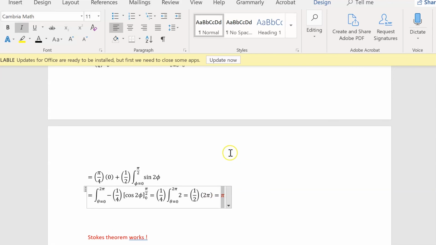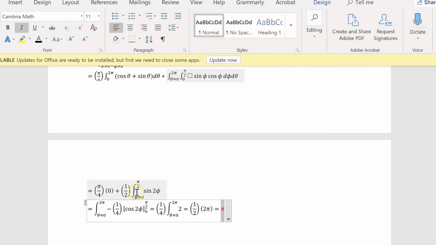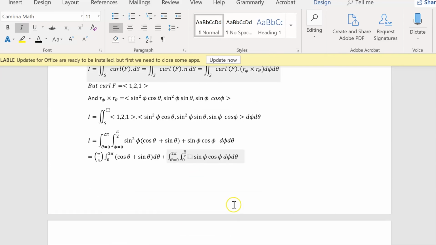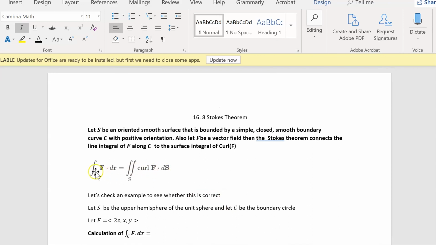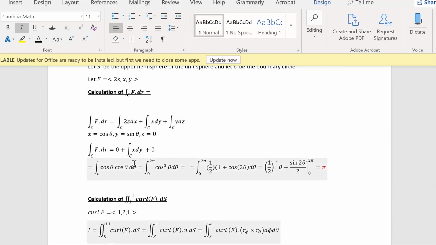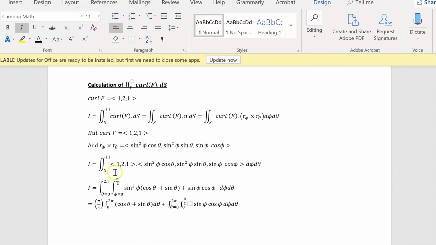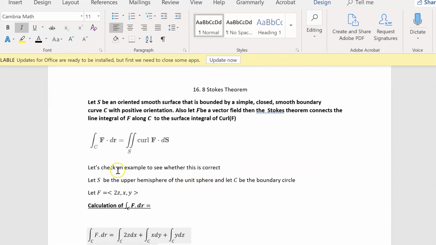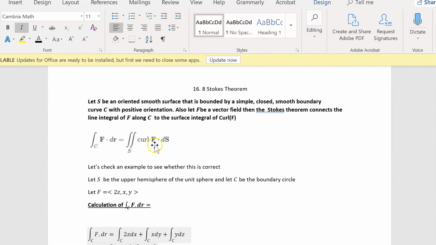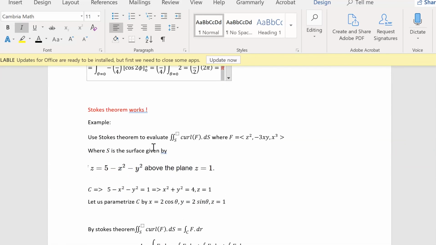So after we convert this into theta and phi, it's a straightforward integral that we need to do, and the integral is pi, which is the answer. So this side is also pi, this side is also pi, so pi equals pi, which means that the result is true. So what we did was not actually a problem, but we gave an example to illustrate Stokes' theorem. So now let's look at an example.